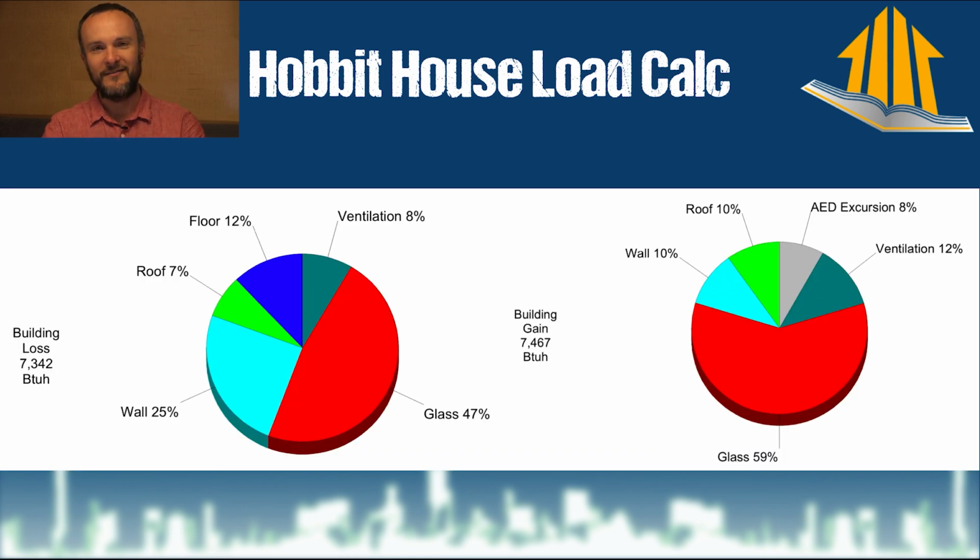So here's your load, your component loads. Building loss, most of it glass. Building gains, most of it glass. We have a problem here. So obviously there is just too much glass in this equation.